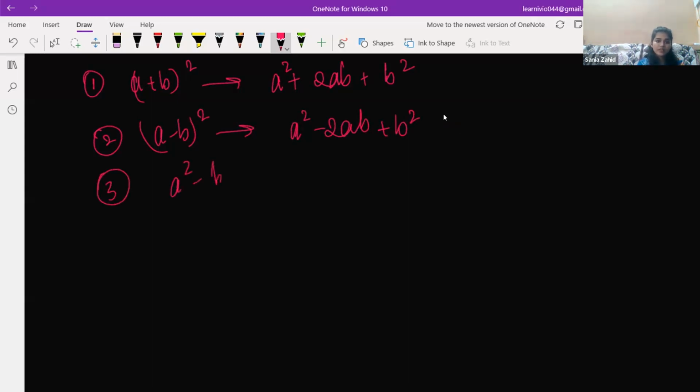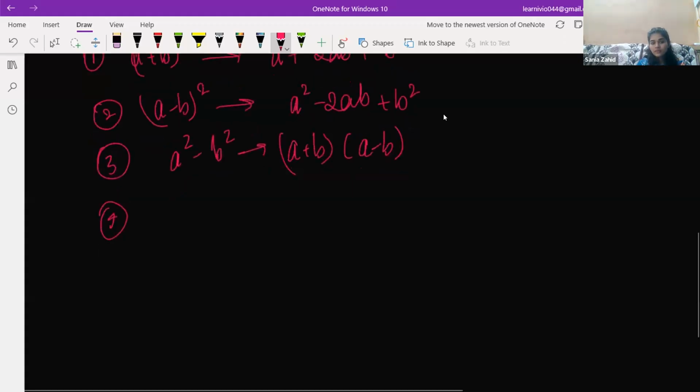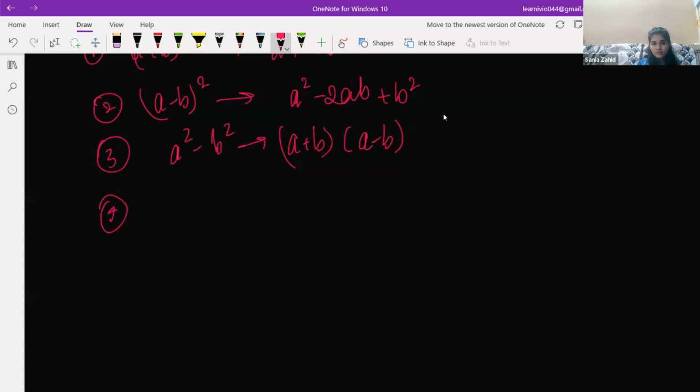Okay, Ramiz, we are just discussing the identities of factorization. Please pay attention. First is a plus b whole square as discussed. The second is a minus b whole square. What is the third one? A square minus B square. How do you open a square minus b square? A plus B, A minus B. There was one more identity. Ramiz, can you tell me the last identity? X plus a, x plus b.